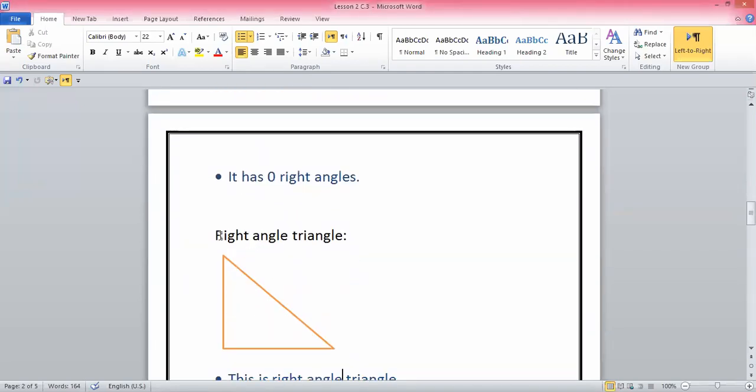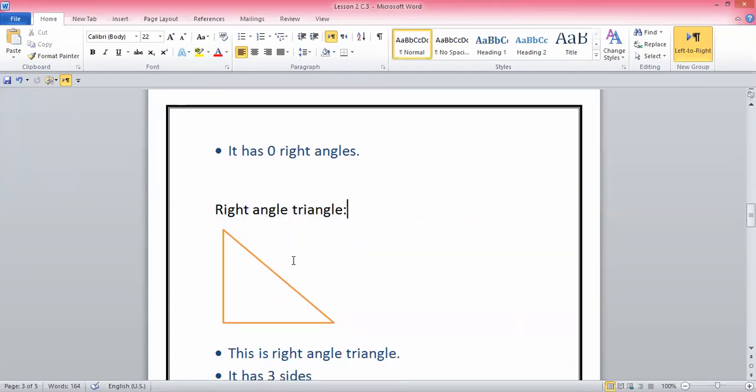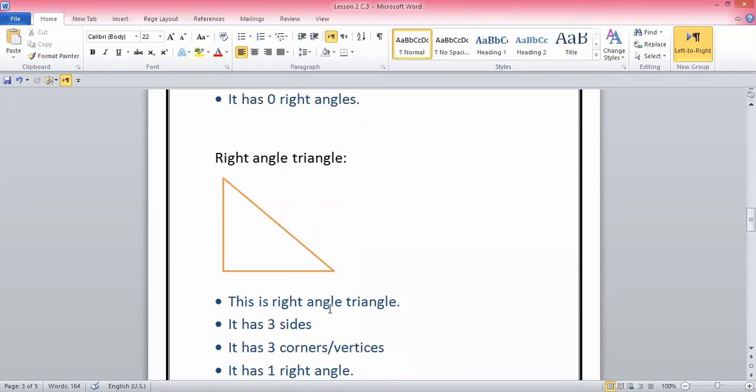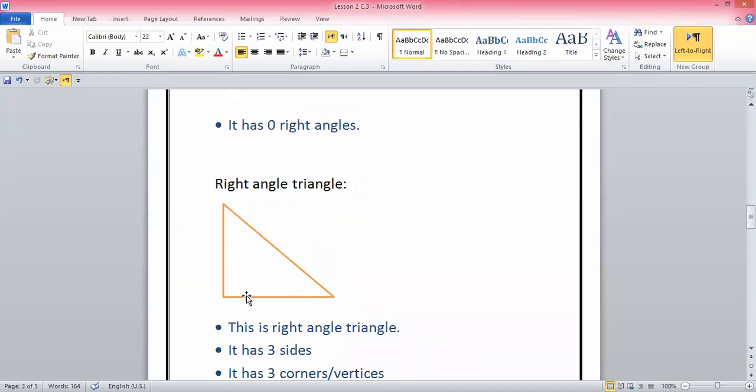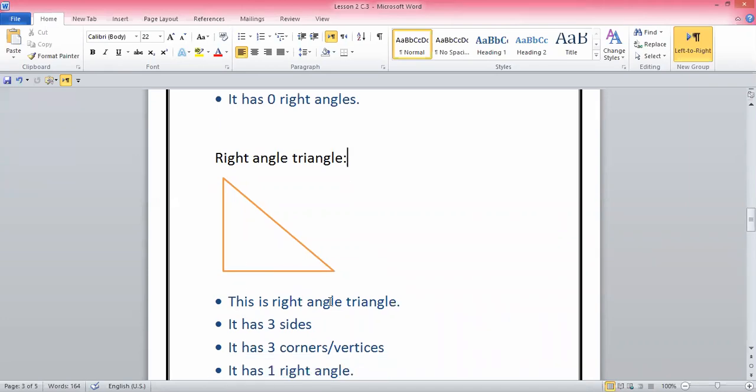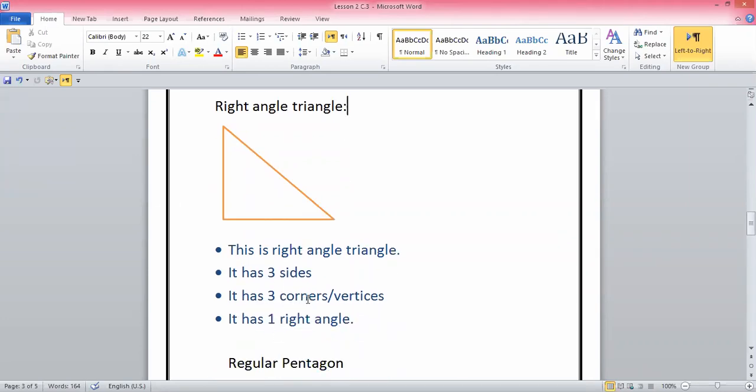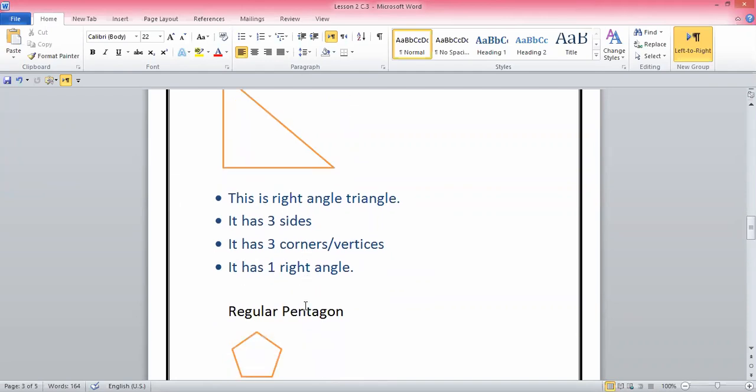Then coming to the next, right angle triangle. Triangle obviously means 3 corners and 3 sides. So look at the sides, 1, 2, and 3. So there are 3 sides, and how many corners are there? 1, 2, 3. But what's the difference between a right angle triangle and a normal triangle? In a right angle triangle, there is one right angle, which is that. These two are not right angles, but this is a right angle. This is a 90-degree angle. So this is a right angle triangle. It has 3 sides, 3 corners, vertices, and it has one right angle.